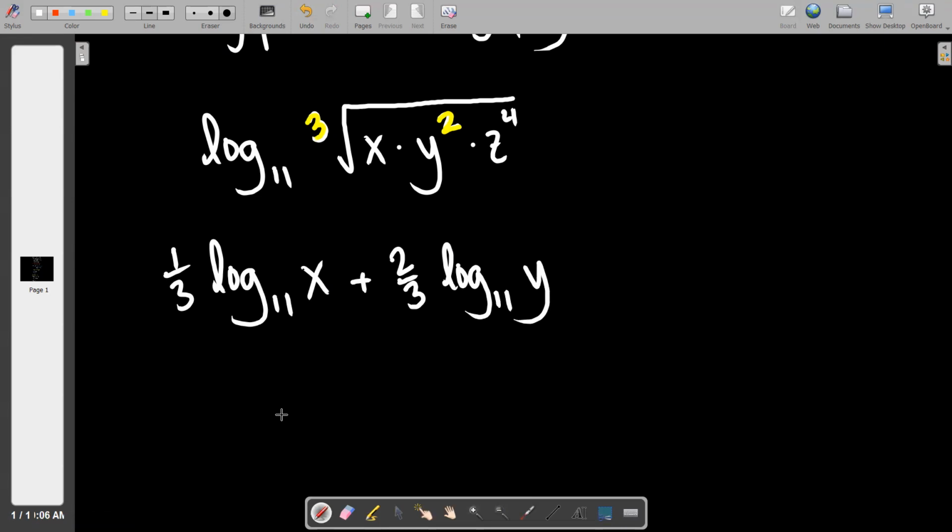Got it? And now that the cat's out of the bag, what, of course, is going to be the last part? 4/3 log base 11 of z. And again, I wouldn't generally be skipping that middle step, but I'm getting the we-get-it vibe. And so we seem to be comfortable doing the expansion and the exponent drop all at once. And I'm totally down with that.